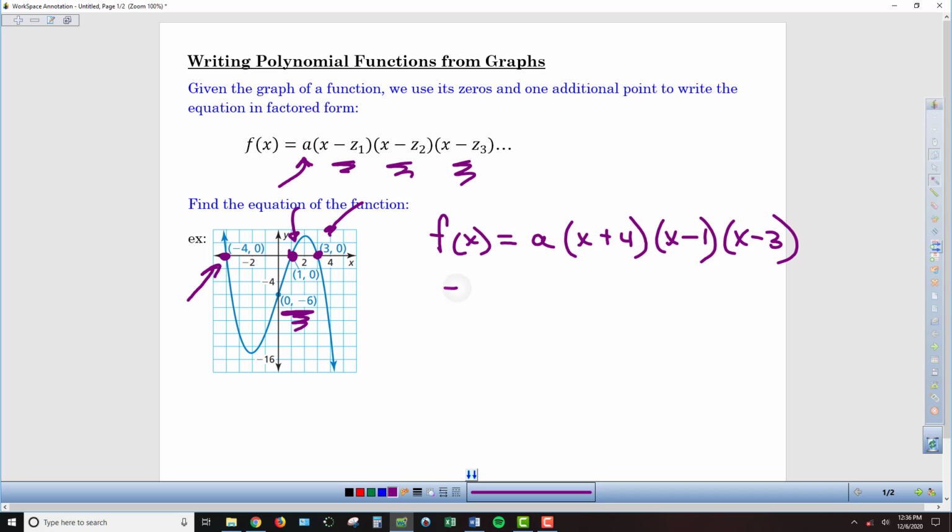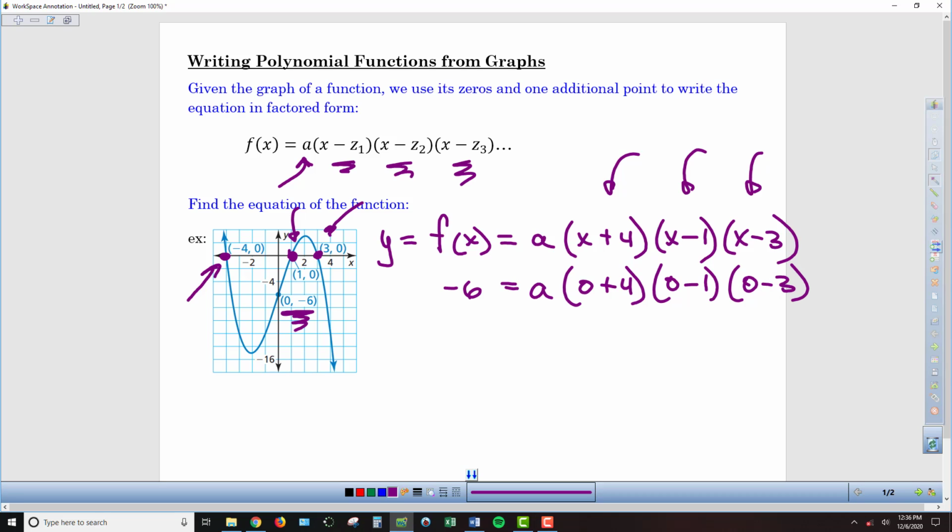So I'm going to plug in -6 in place of f of x, because of course remember f of x is basically just y. And then in place of x everywhere else in my equation, I'm going to plug in 0. But a is still going to be there. So I have a times 0 plus 4, and then 0 minus 1, and then 0 minus 3. So I know my graph goes through this point 0, -6, so I'm just plugging it in for x and y, which will then allow me to solve for this a right here.